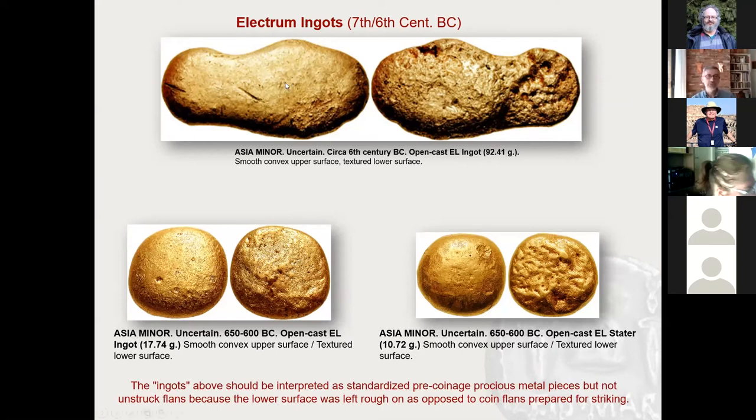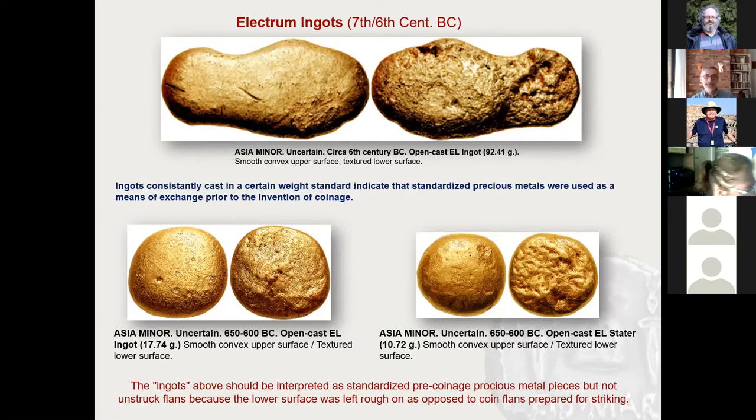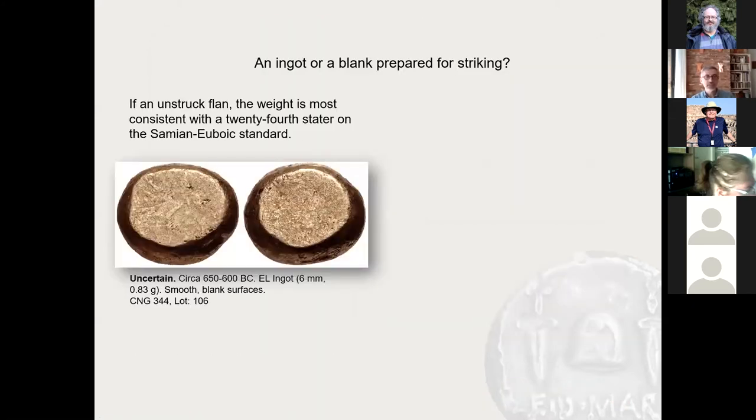And from the texture, we can simply see that they were cast in clay, or sand, which is a practice that is still employed in the industry. And these are all open surface castings. So, yeah. Then we come across blanks prepared for striking.